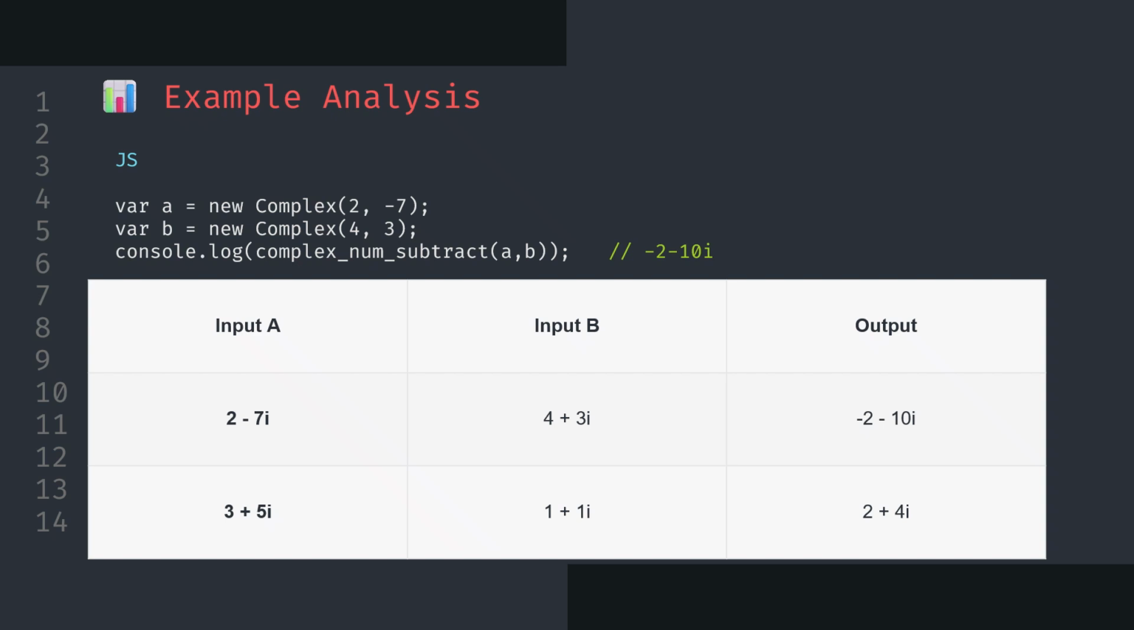Let's test it out with two real-world examples. In our first case, subtracting 4 plus 3i from 2 minus 7i gives us negative 2 minus 10i. And then another example, 3 plus 5i minus 1 plus 1i results in 2 plus 4i. This shows the logic works cleanly across both negative and positive values.